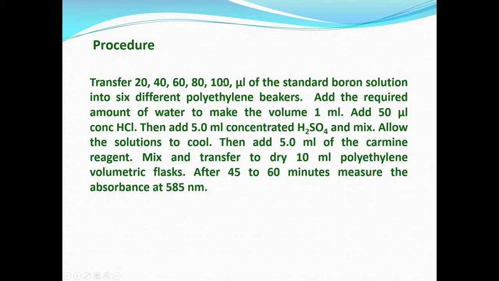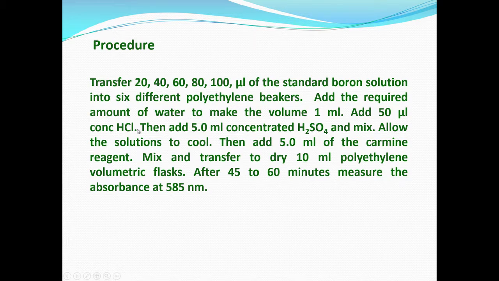So, if I take 1 ml, I will get 100 micrograms. If I take 0.8 milliliter, that is 80 microliters, I get 80 micrograms. Like that, we have to prepare 20, 40, 60, 100 microliter of the standard boron solution in 6 different polythene beakers, add the required amount of water to make the volume almost up to 1 ml.